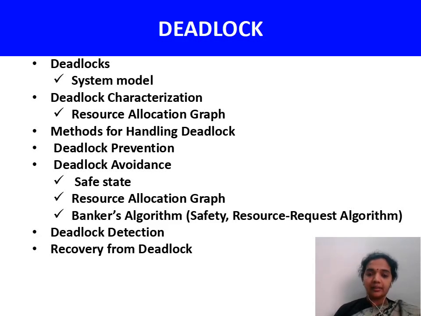The content of today's session: let's see about deadlock, the system model, deadlock characterization, resource allocation graph, and the various methods for handling deadlock: deadlock prevention, avoidance with three different modes, safe state, resource allocation graph, and Banker's algorithm, and deadlock detection, and at last we'll see about recovery from deadlock.